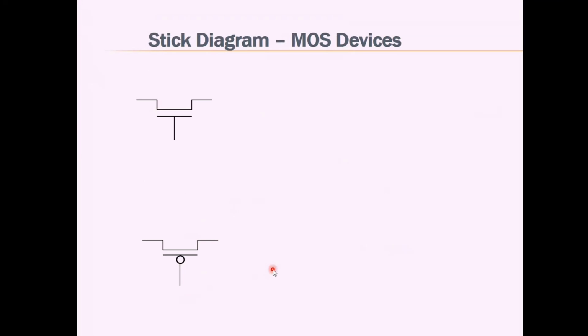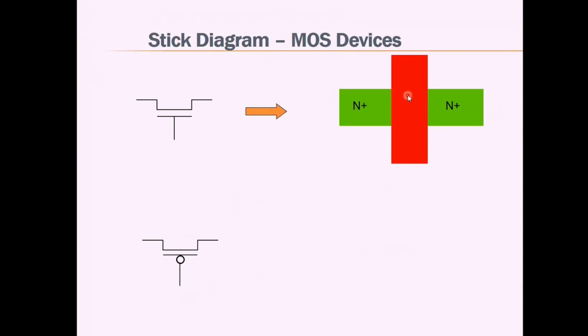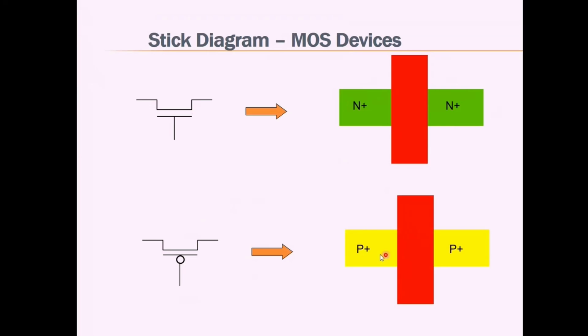So when we draw the diagram for MOS devices, the first top diagram is an NMOS device. It can be drawn with a horizontal N diffusion and a vertical polysilicon layer. On both the sides we have N plus regions. So we can have source and drain regions on the two sides. Similarly, for a PMOS device, we can have a horizontal P diffusion, vertical polysilicon, and we get P plus regions on both the sides, and they are the source and drain regions of the PMOS device.